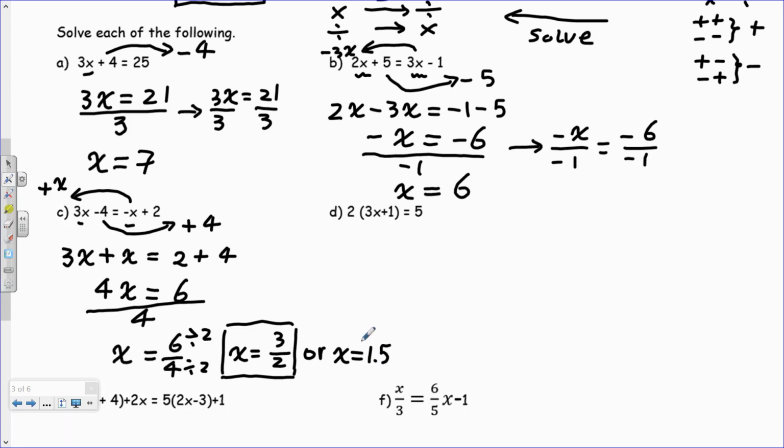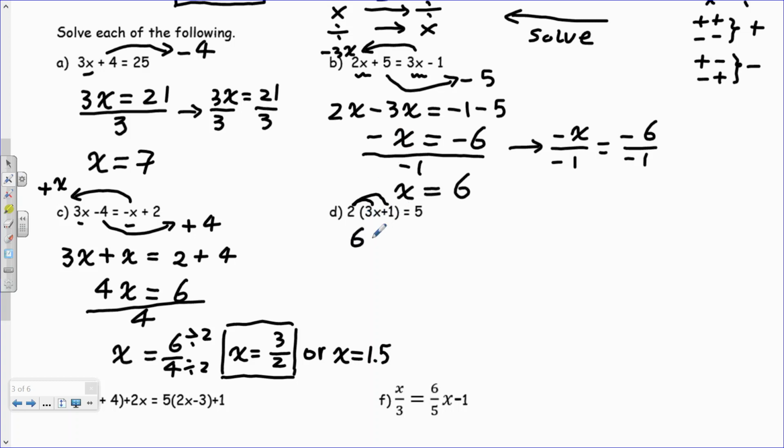So pause your video, double check if you understand A, B, and C. Three of them, no brackets, no fractions. And rewind the video if you didn't get the answer correct. So now we are going to do question D. Question D has a bracket, we need to get rid of the bracket. The reason we need to get rid of the brackets is that otherwise we are not able to collect like terms. So we times 2 to each term in the bracket.